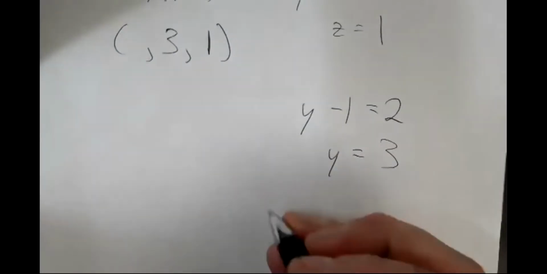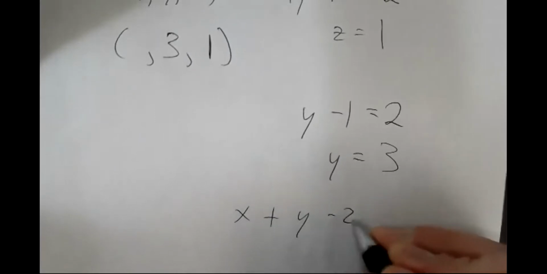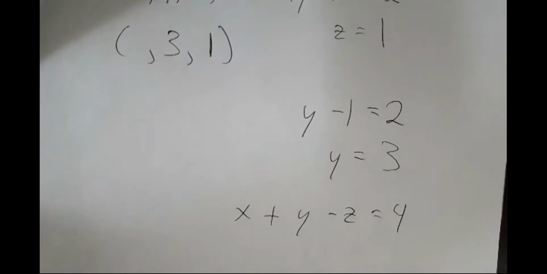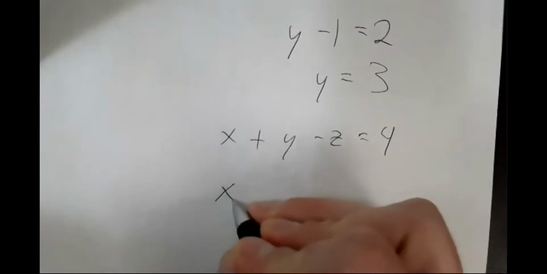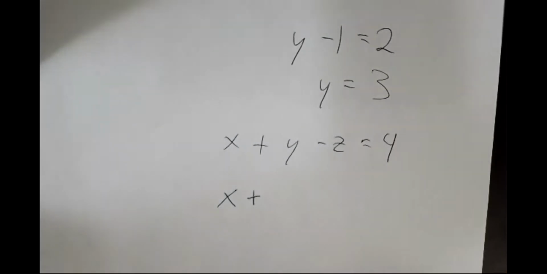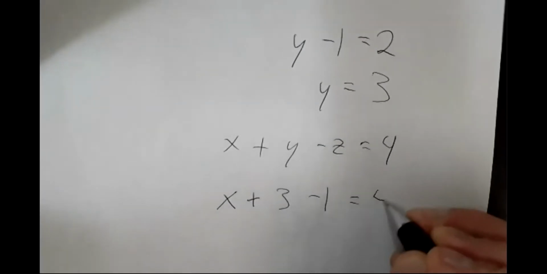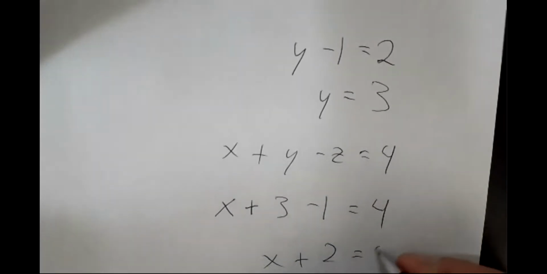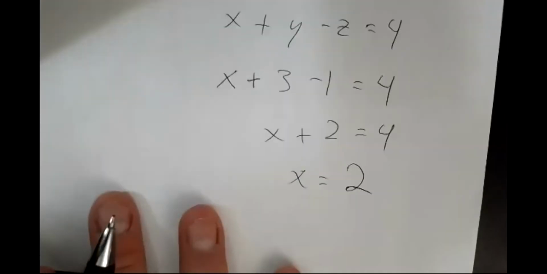And the last thing, we want to solve for x. We know that x plus y minus z is equal to 4. So we can do the same sort of thing with this. There's only one other equation to plug in. So x plus 3 minus 1 equals 4. That gives me x plus 2 is equal to 4. So my x should be 2.